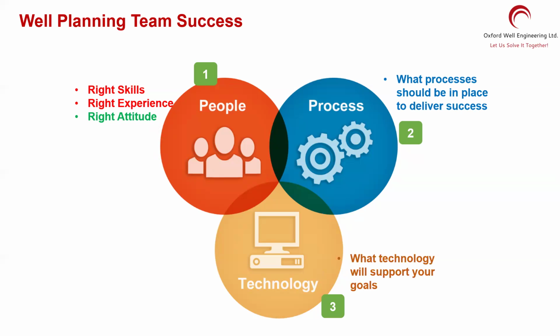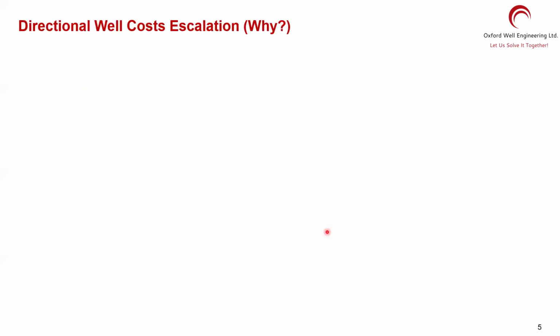Okay. So what technology will support team goals, success goals? Let's talk about the cost. Directional well cost has been increasing. For example, 20 years ago when I started out, a slant well, a horizontal well, and all kinds of things were quite cheap. I do not remember hearing of any daily cost of $1 million. Now I hear $1.5 million for deep water wells.